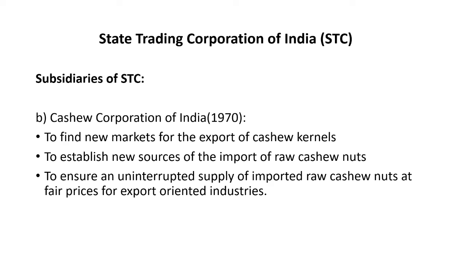Next subsidiary is Cashew Corporation of India, which was established in 1970 to find new markets for the export of cashew kernels, to establish new sources of the import of raw cashew nuts, to ensure an uninterrupted supply of imported raw cashew nuts at fair prices for export oriented industries.